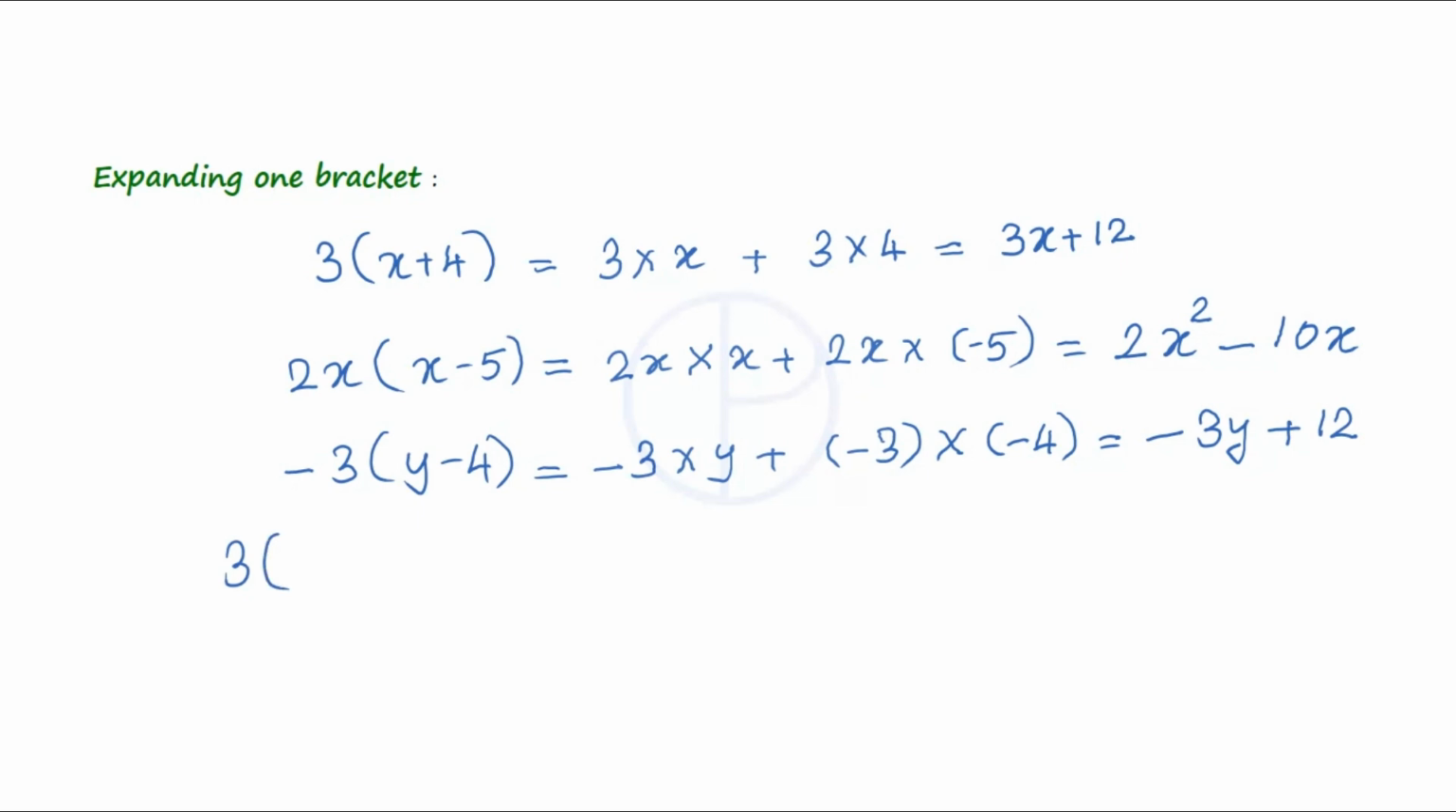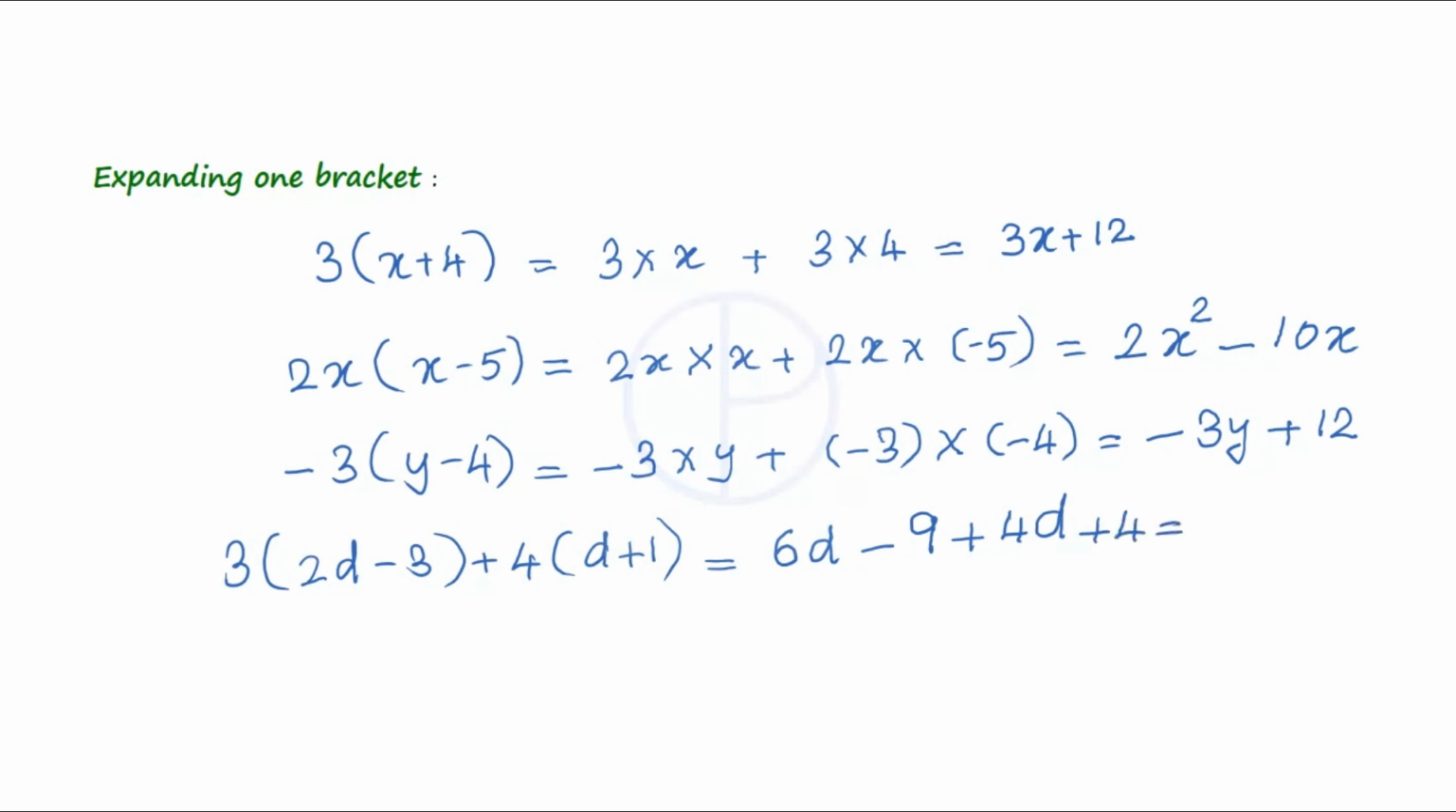3 multiplied by (2d minus 3) plus 4 multiplied by (d plus 1). Let's expand and simplify this one. So 3 multiplied by 2d, which is 6d. 3 multiplied by negative 3 is negative 9. 4 multiplied by d is 4d, plus 4 multiplied by 1 is 4.